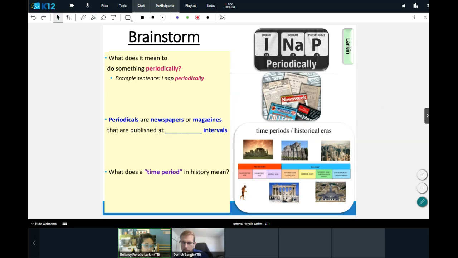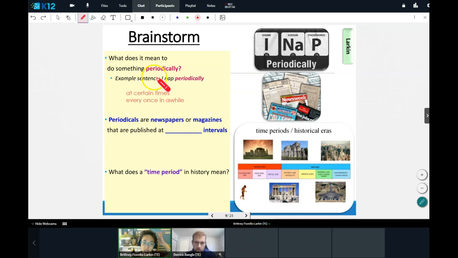All right, everyone, so let's go ahead and talk a little bit about this word period or periodically. Go ahead and tell me in the chat, what does it mean to do something periodically? So an example sentence is, I nap periodically. What would that mean if I said that to someone? Go ahead and tell me in the chat. All right, yeah, I would definitely agree here, right? To do something periodically means that you do it every once in a while, right?